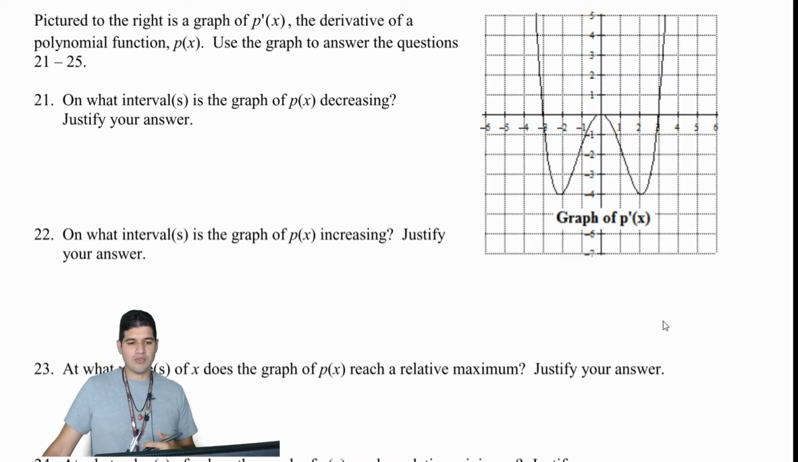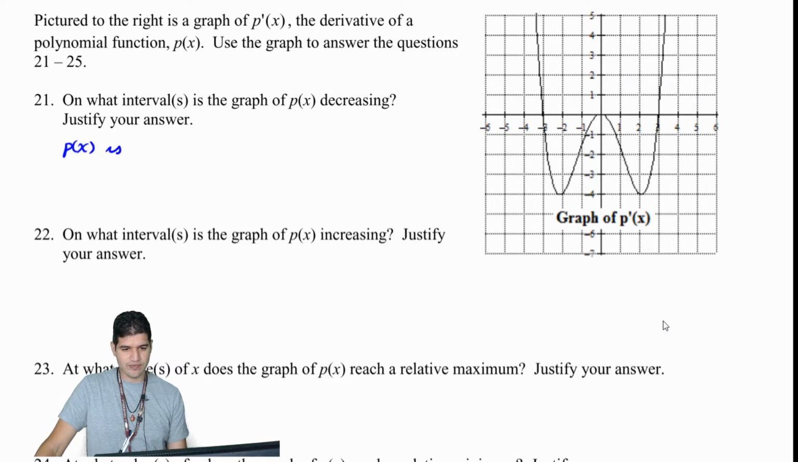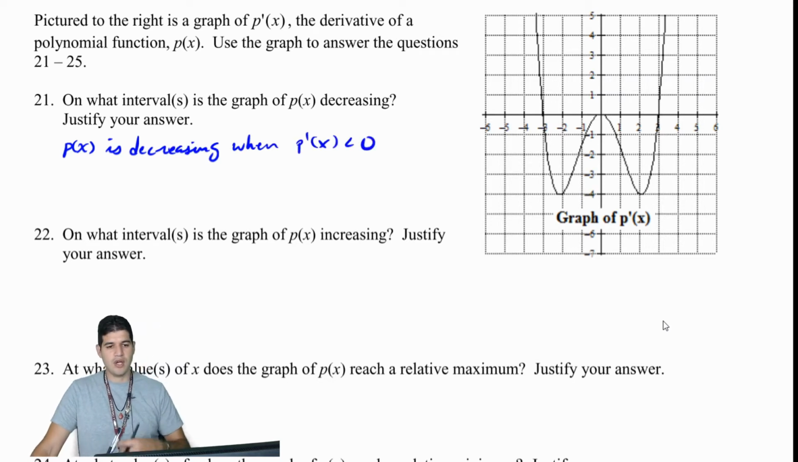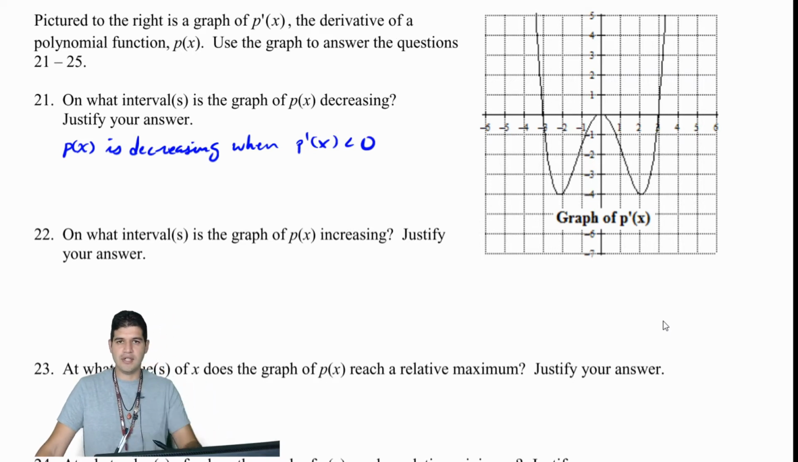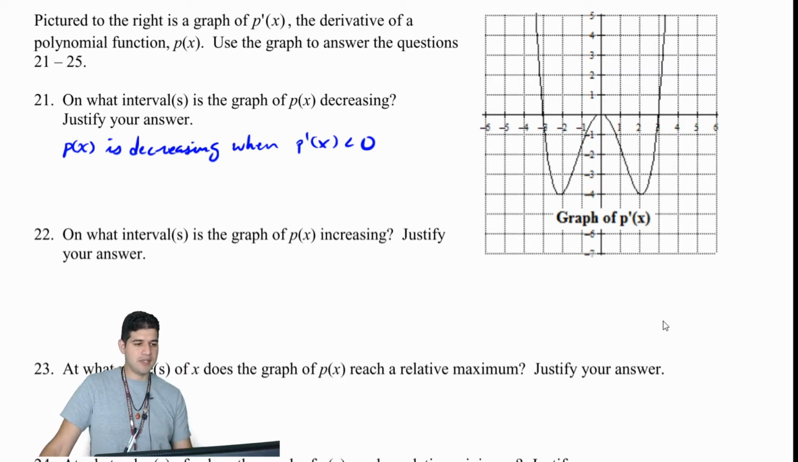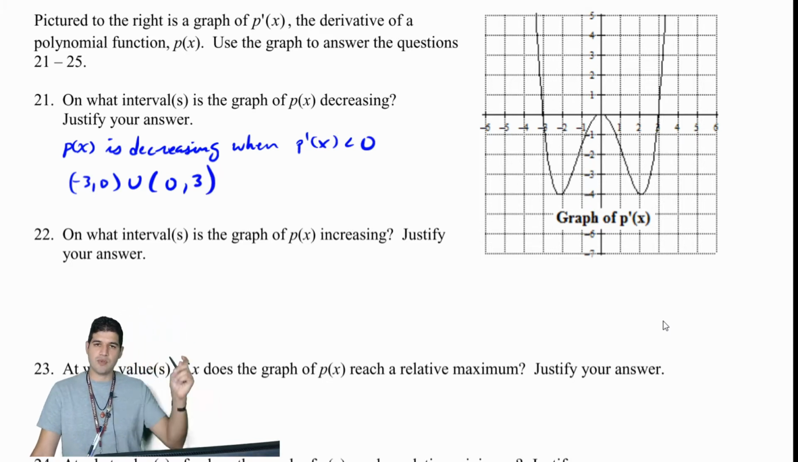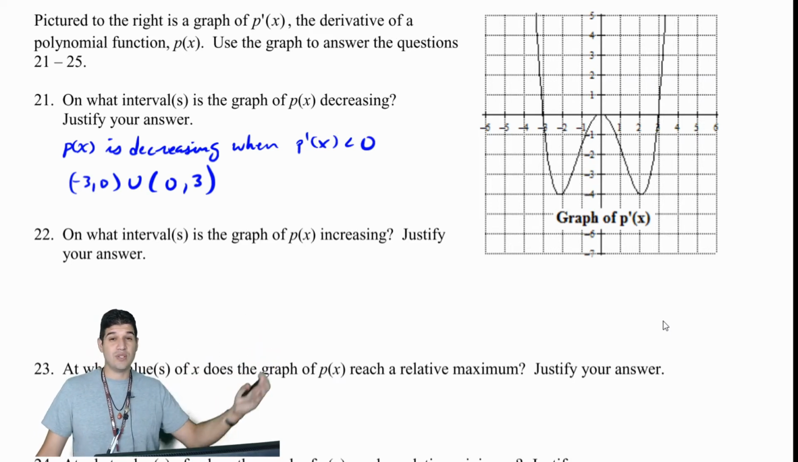On what intervals is the graph of p of x decreasing? You want to make a connection between p and p prime. Well, p of x is decreasing when p prime of x is less than 0. You should recall that the function is decreasing when the derivative is negative. And so when is that happening? Well, we want to take out any zeros, but it's happening between -3 and 0, union 0 to 3. We always want to take out any zeros, so that's why we're taking out 0, but everywhere else between -3 and 3 is going to be negative.